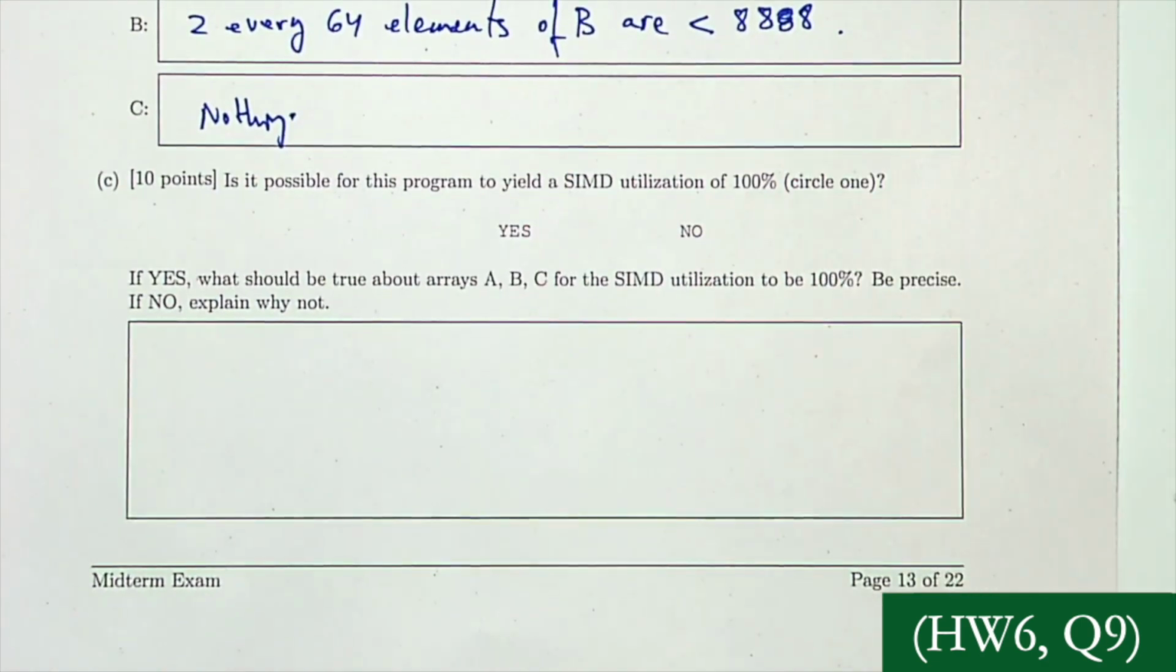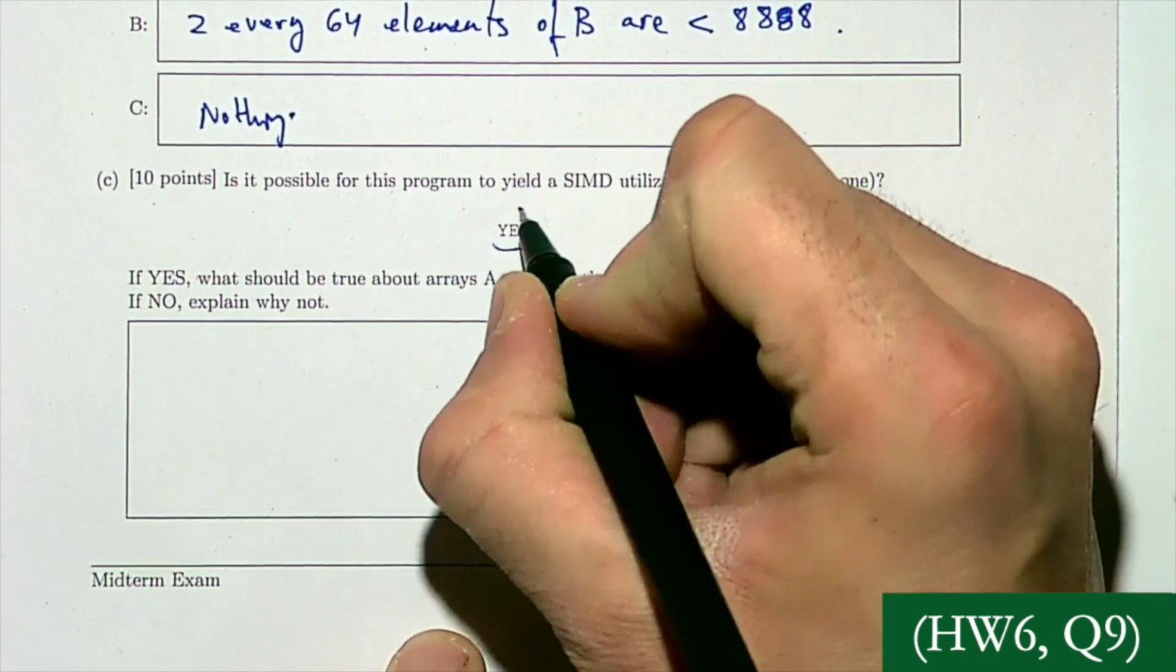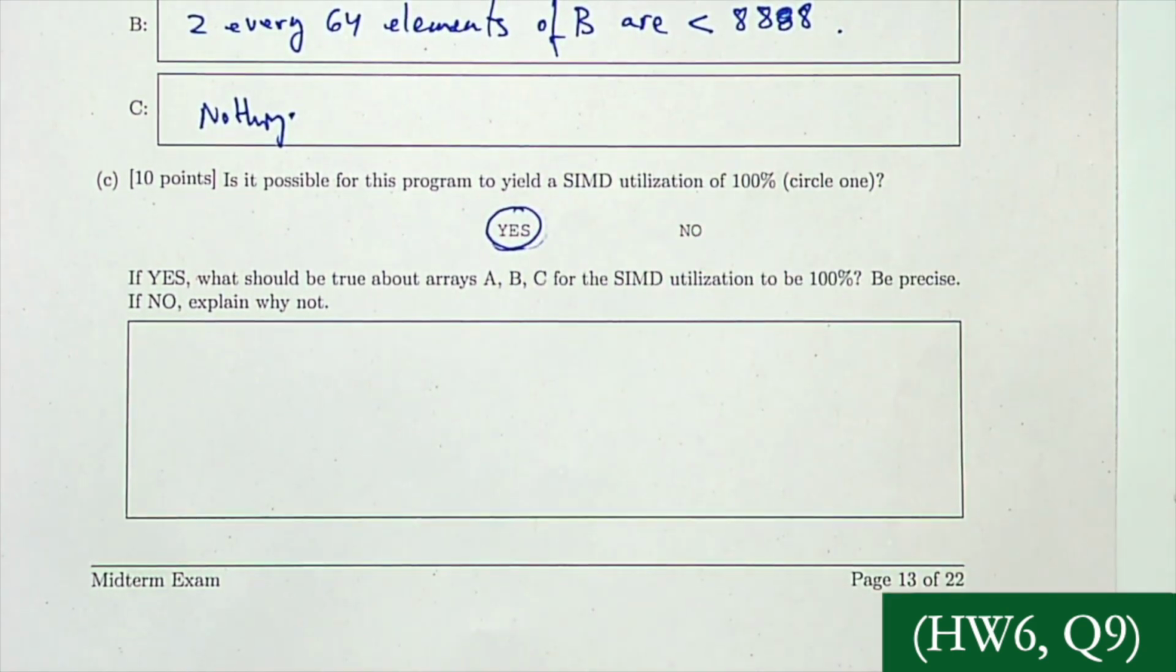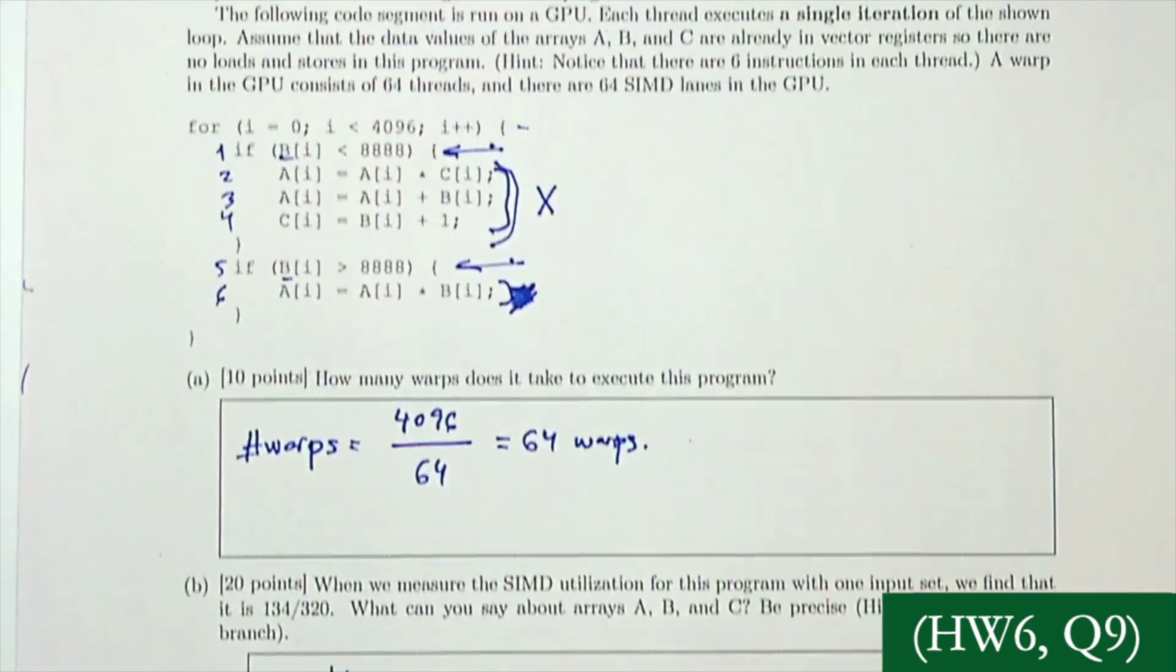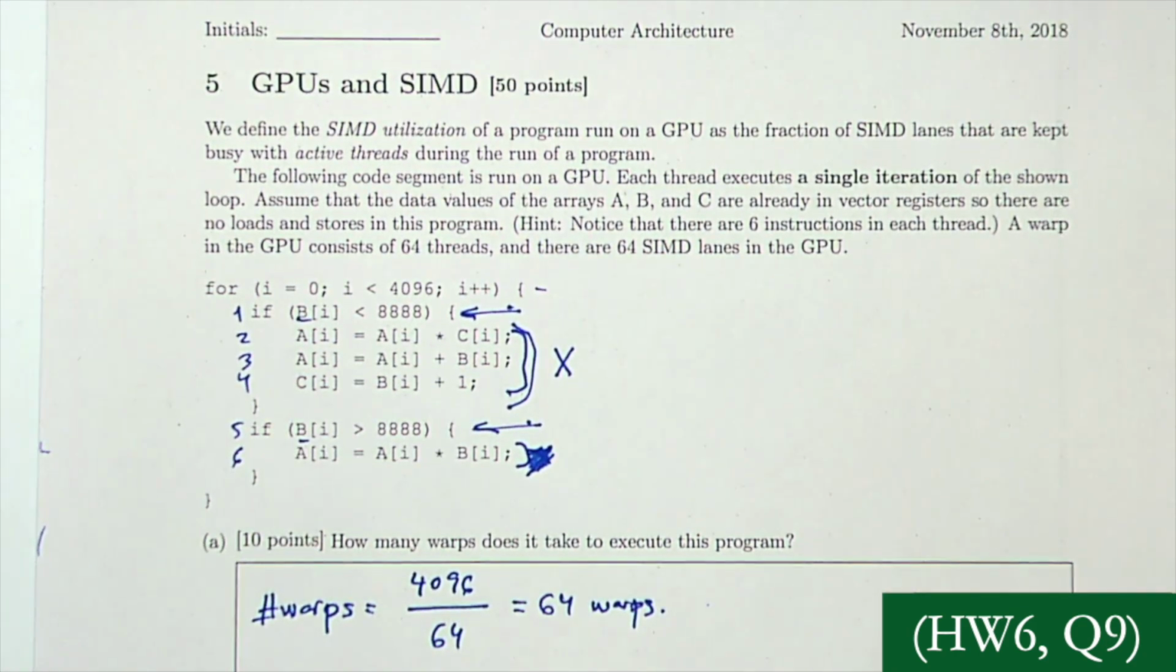Okay, part C. Is it possible for this program to yield a SIMD utilization of 100%? And the answer is yes. And why is that? So what it says, what should be true about A, B, and C for this to happen? Again, we don't care about A and C, we care about B, same as in the previous part. And if you want to have 100% utilization, essentially what you need is that all the 64 threads of a warp always go through the same path. And for that, there are 3 possibilities, indeed.